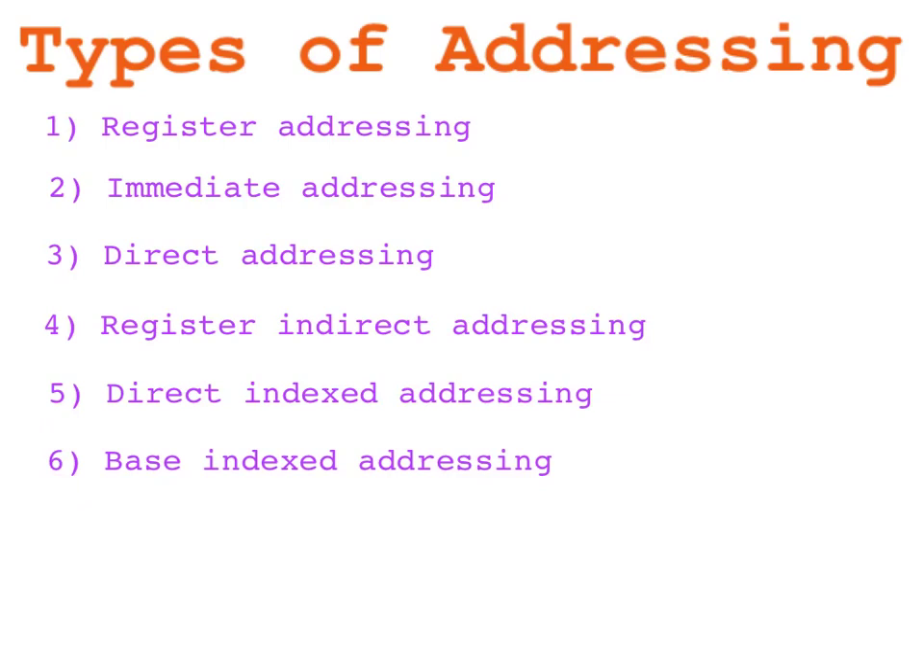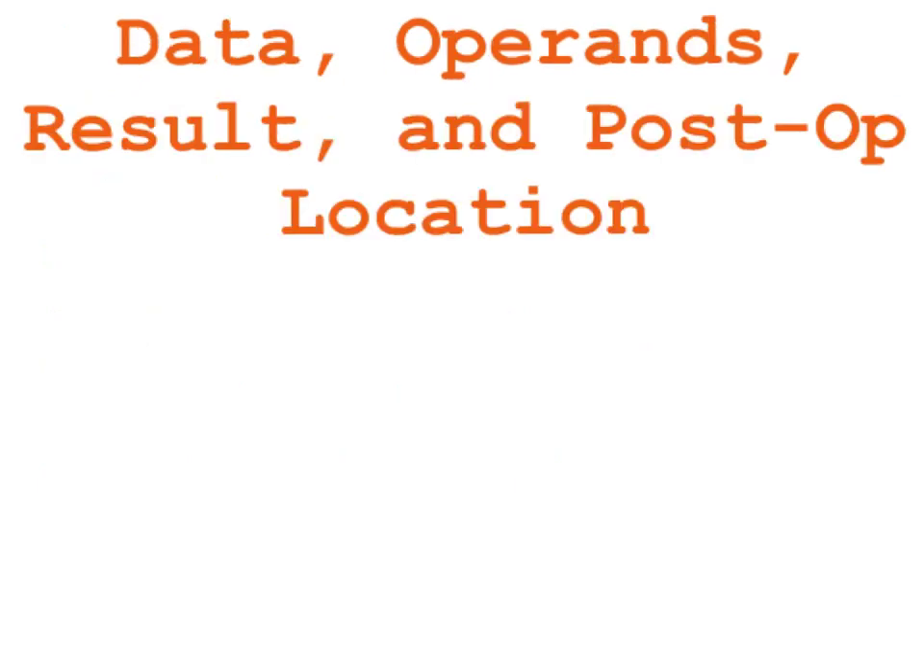But before we talk about any of these 6 forms of addressing, let's first talk about the very important distinction between the terms data, operands, the result, and what I like to call the post-op location. The terms data, operands, result, and post-op location are simply going to assist us in defining what form of addressing we're using in a particular assembly instruction and where that form of addressing is being used for that instruction. And really the best way to illustrate the difference between these 4 terms and how they apply is just to work with an example. So let's consider a very basic move instruction.